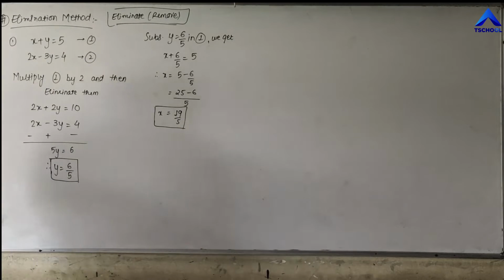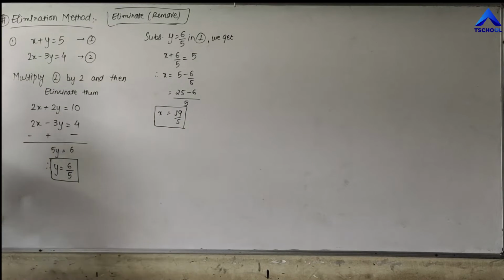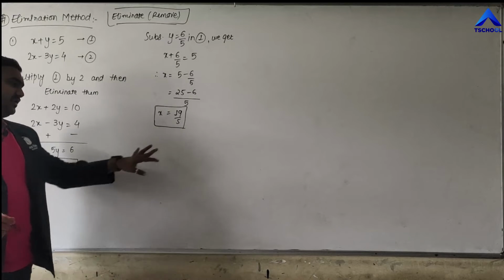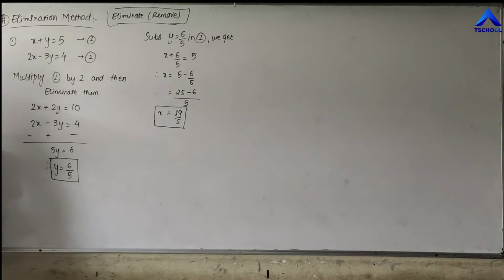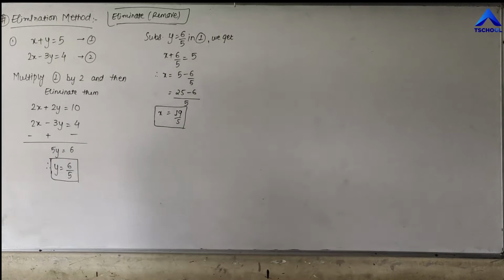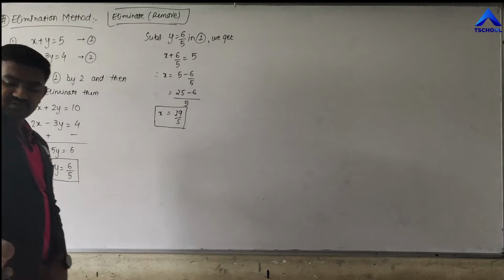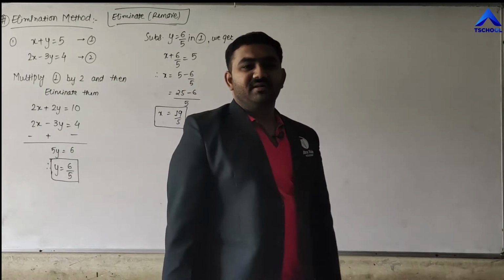So the solution to these given equations is x equals 19 upon 5 and y equals 6 upon 5. Right, so in this way you can get the solution of the equations by using the elimination method. Is it clear everyone? So elimination method, again, elimination means to eliminate either of the variables. Either we make the coefficients of x the same, or we make the coefficients of y the same, but don't try to make the coefficients of both the variables the same at the same time.